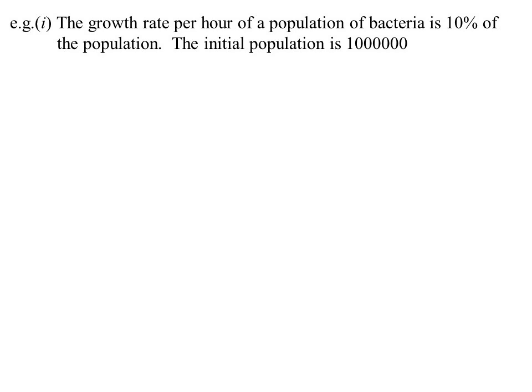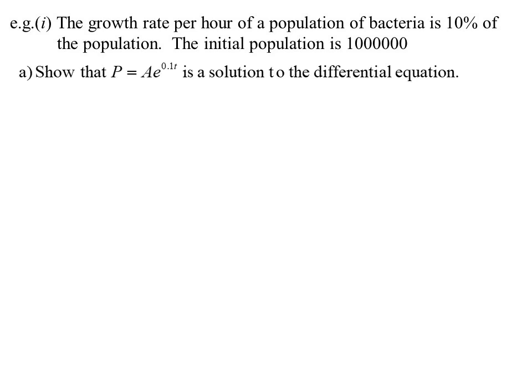Okay, well, let's look at this example then. We're told the growth rate, we've got some bacteria, is 10% of the population. And the initial population is, how many zeros have I got there? 1 million. Show that this is a solution. Okay, well, there's P. Differentiated, I get 0.1Ae^(0.1t). Oh, what do you know? That's 0.1P. Yes, indeed. That is a solution to the differential equation.